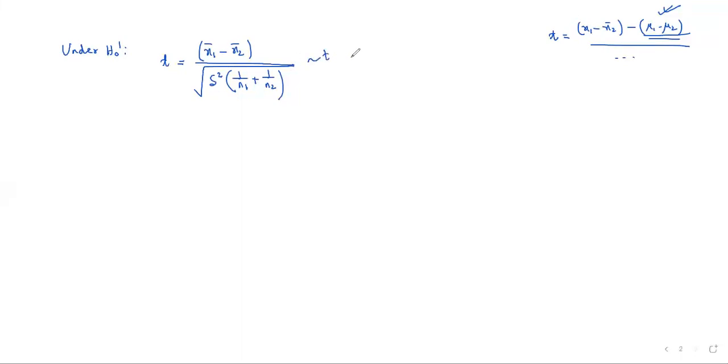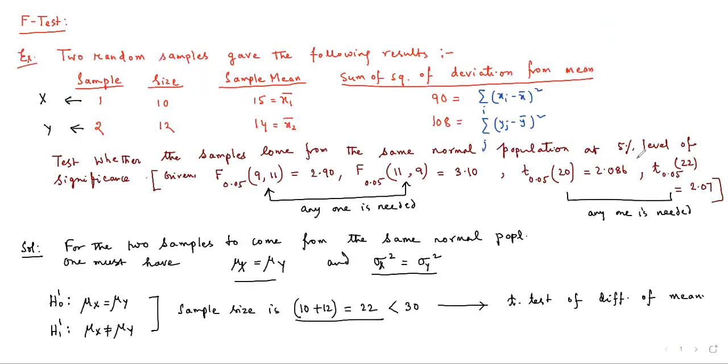It follows the t distribution with n1 plus n2 minus 2 degrees of freedom. Since my n1 is 10 and my n2 is 12, n1 plus n2 minus 2 will be equal to 22 minus 2, that is 20 degrees of freedom. And immediately we understand that we need this tabulated value, and that the other tabulated value is not required.